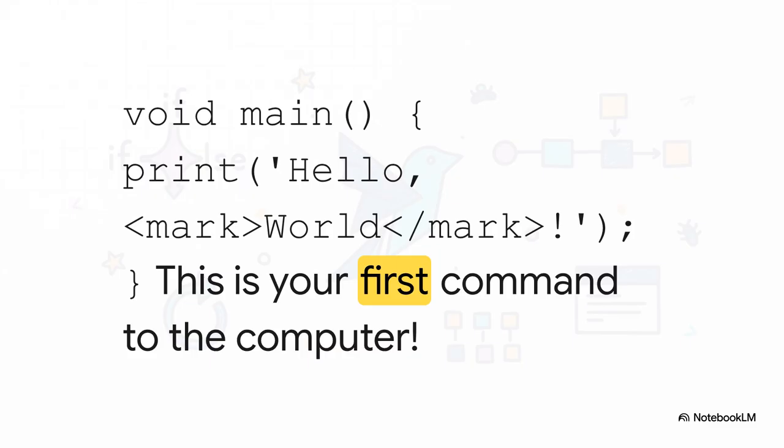Well, that void main part is like the main entrance to our program. Every Dart app has to have one. Everything we want to happen goes inside those curly braces. And our first command is print. It does exactly what it sounds like. The text you want to show, hello world, goes inside the parentheses wrapped in single quotes. And that semicolon at the end? Super important. It's like a period at the end of a sentence. It tells the computer the instruction is finished.